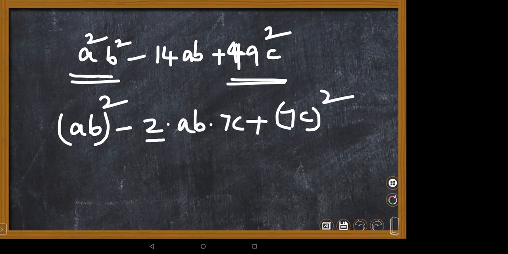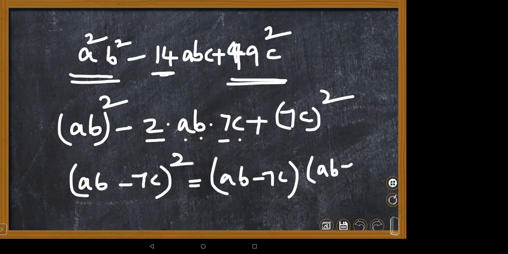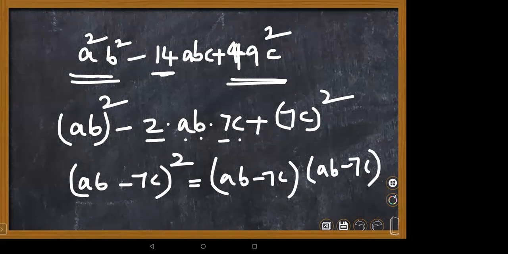Now you just multiply constants here, 7 2s are 14, you are getting abc as your term, right? Now you can apply your identity: (ab minus 7c) whole square. That can be written as (ab minus 7c) into (ab minus 7c). Any doubt, Ashrita, here? No, ma'am. Okay, next, children.